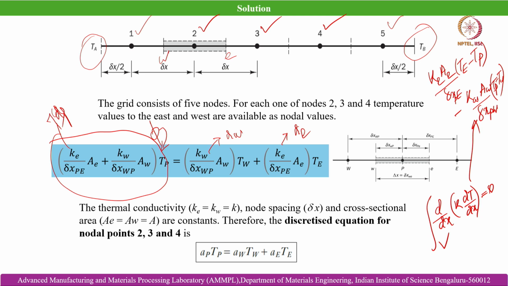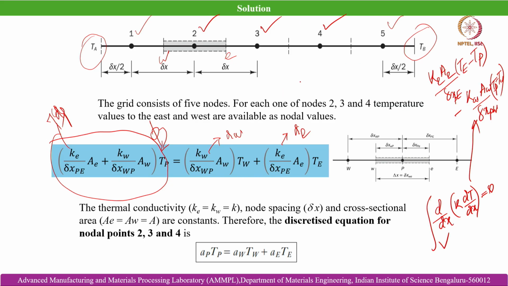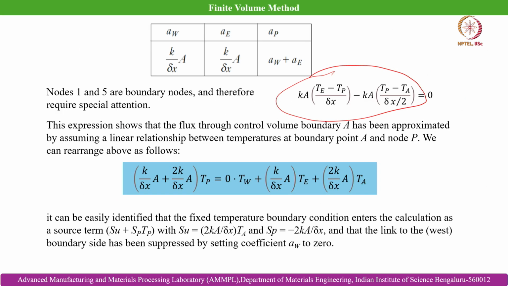Where are we getting this expression from? We are getting it from the same governing equation that I have written in this slide. If you put those values in, approximate, and rearrange the terms, you will arrive at this expression, which is equal to 0. This expression shows that the flux through control volume boundary A has been approximated using a linear relationship between temperatures at boundary point A and node P, and in this case node P is node 1. So, we can arrange the above as follows.